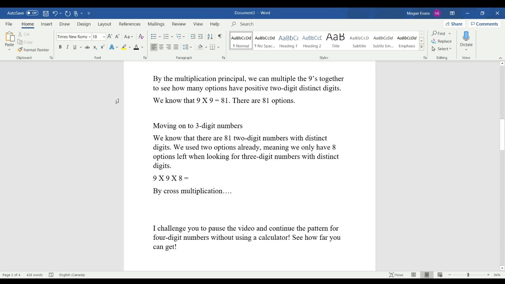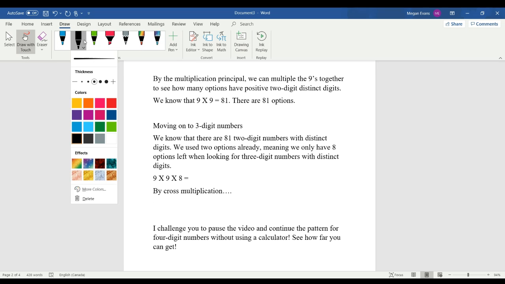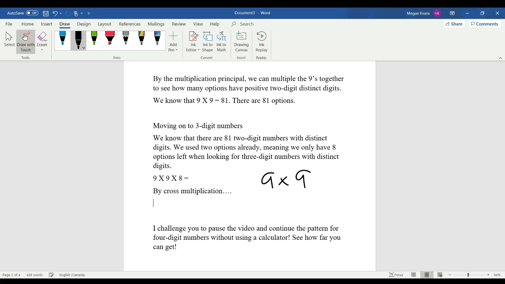So I would like everybody also to do this. 9 by 9 we know is 81. And by multiplication, we can do 81 times 8. 8 by 1 is 8. And 8 by 8 is 64. Therefore, we know that 9 times 9 times 8 is 648.